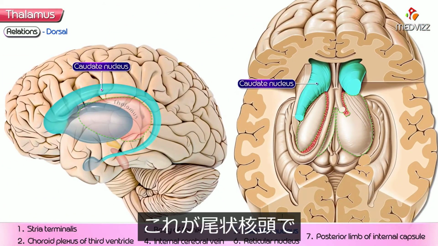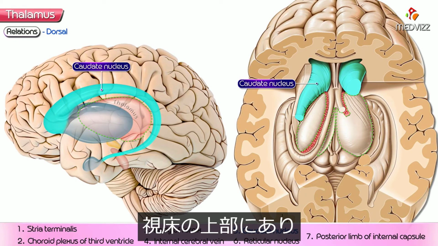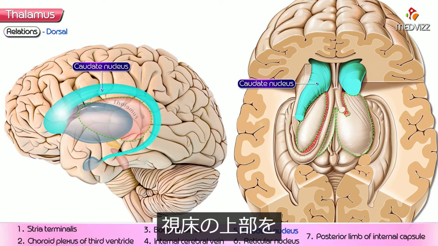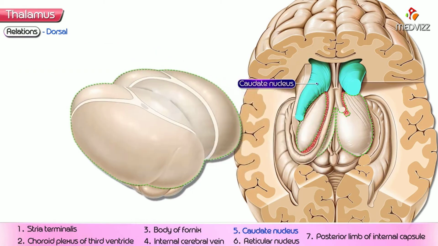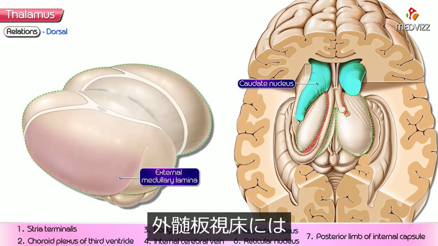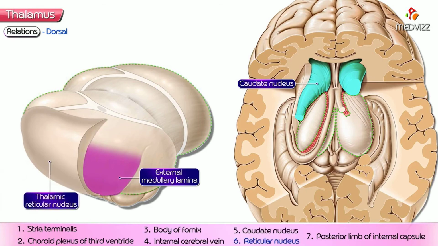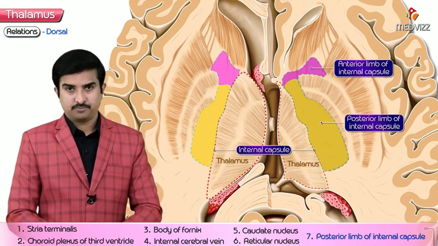So, we can see the head of the caudate nucleus here. The head of the caudate nucleus lies anterosuperiorly to the thalamus, with the body travelling superiorly and laterally to the body of the thalamus. And lateral to the external medullary lamina, there is a reticular nucleus. Then the posterior limb of the internal capsule.